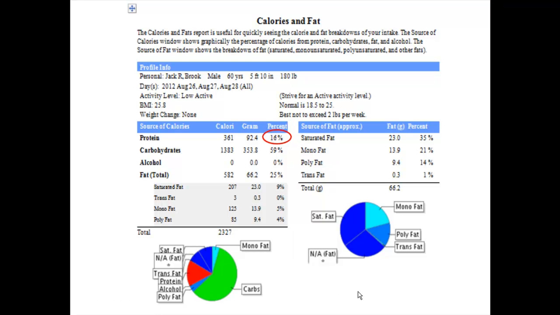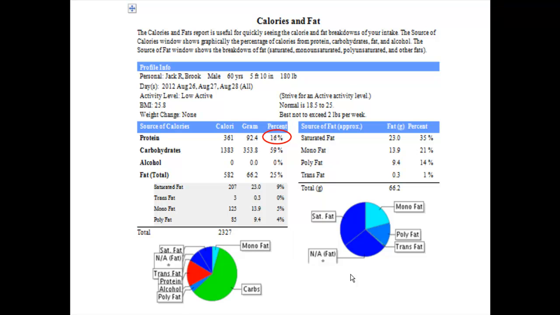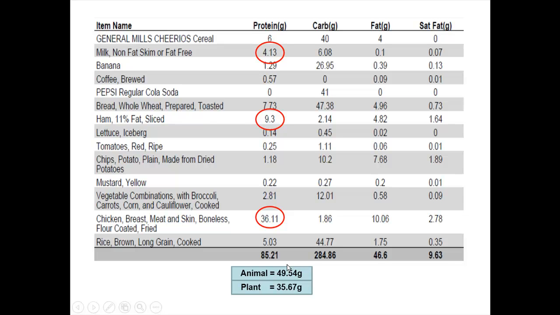Again, you can do either animal or plant, but in this case I did animal. Add up your animal, day 1, day 2, day 3, divide by 3 to get an average. You don't have to convert it into calories or anything. Go back up to your calories and fat, look at your total intake of protein, divide that average of animal by your total, get a percentage, subtract that percentage from 100%, and you've got your plant percentage.